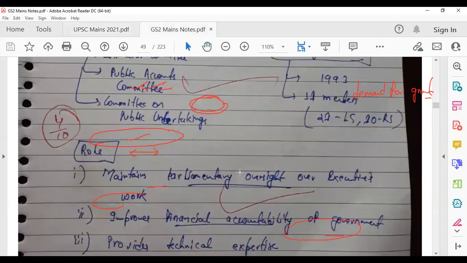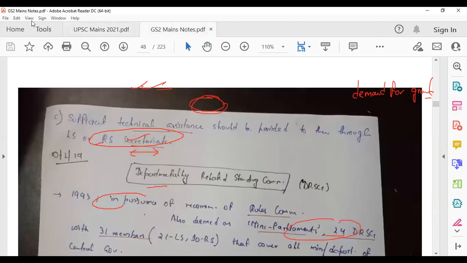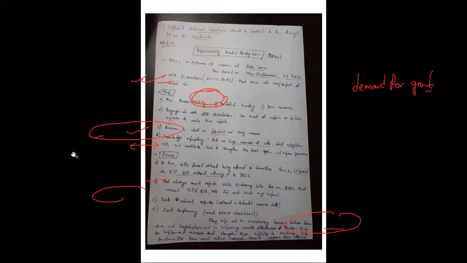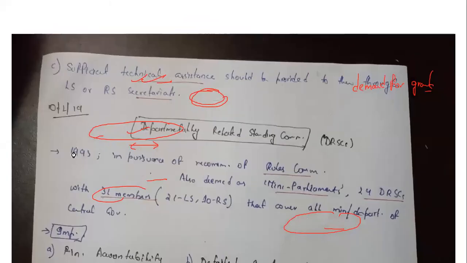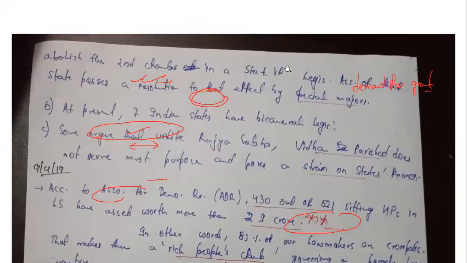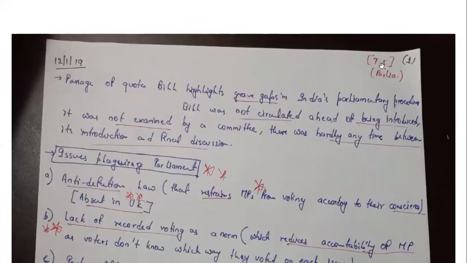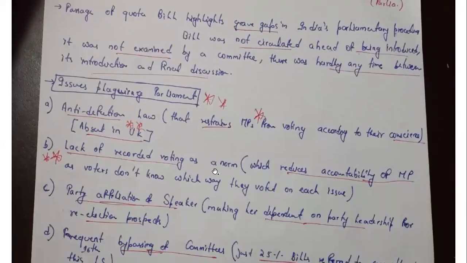I had some handwritten notes, so I will show you. Let's see how much you can see here. Let's talk about the issues which are plaguing this. And do make notes like this. Topic 5 is the issues plaguing Parliament. So here you don't need to see, if you can see issues plaguing Parliament.